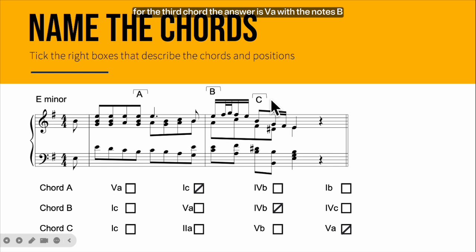For the third chord, the answer is 5A. With the notes B, D sharp, and F sharp, this chord is already arranged in pairs of thirds, so the root of the chord is also the bass of the chord. The B note is the dominant, so we have a chord 5A.